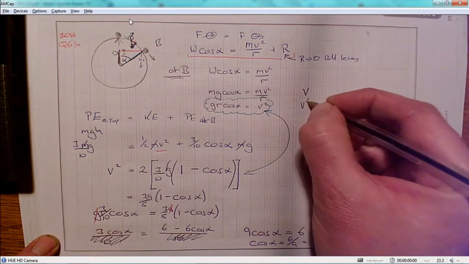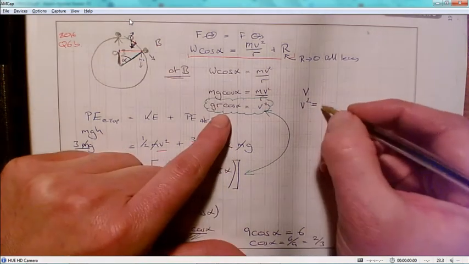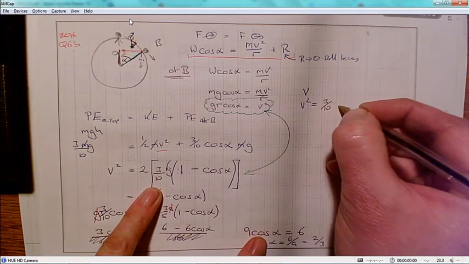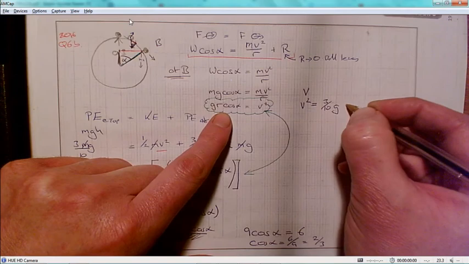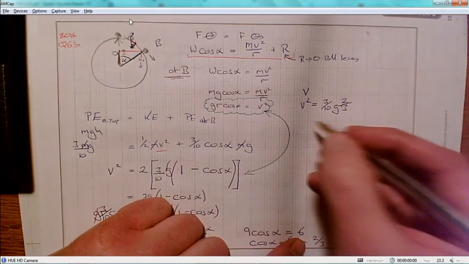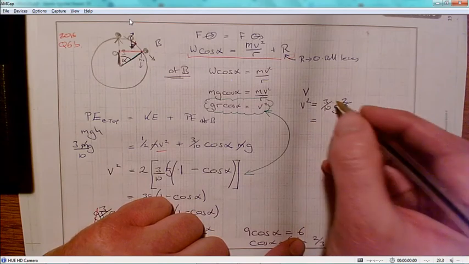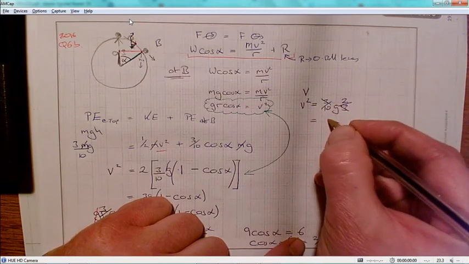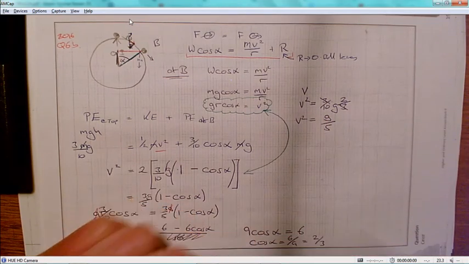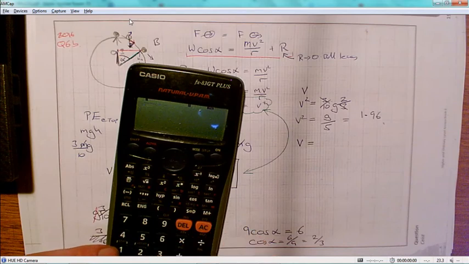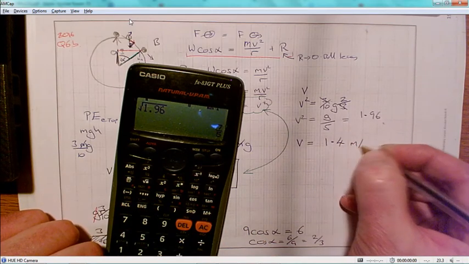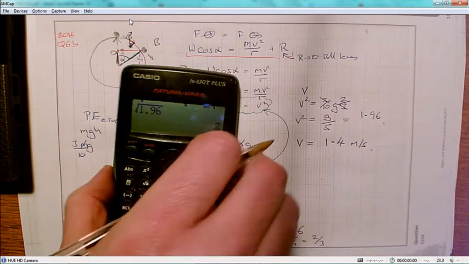Well, I know that v squared is equal to, this is the easier one, 3/10 of G cos alpha, which we just said was 2/3. So that cancels that. So 2/10, 1/5. So G over 5 is equal to V squared. I figured that out sometime, which is 1.4. Okay.